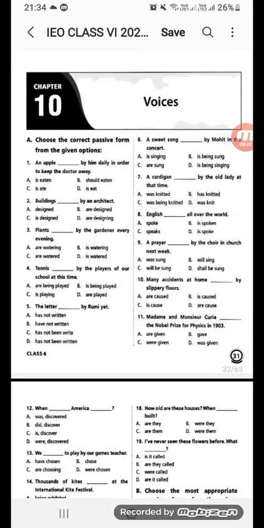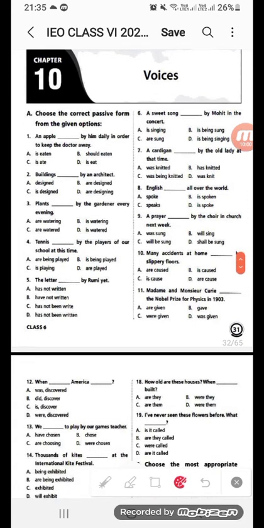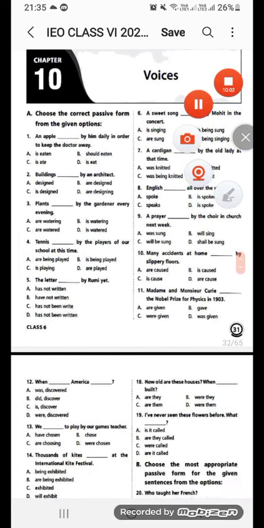Now, this was the introduction of the chapter. Now let us start doing the exercises. Choose the correct passive form from the given option. An apple is eaten by him daily in order to keep the doctor away.